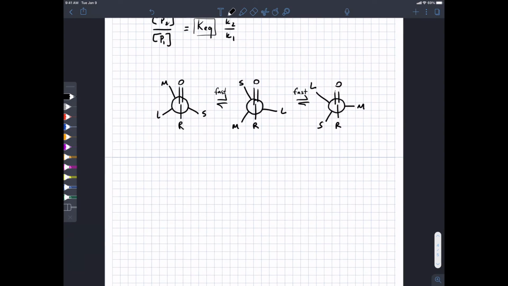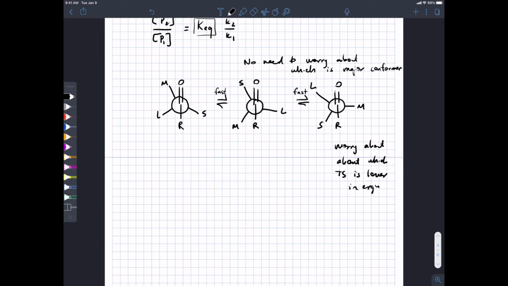Because that interconversion is fast, we actually don't need to worry about which is the major conformer in solution. We just need to worry about which transition state is lower in energy. So we could imagine a nucleophile coming in, and remember that attack of sp2 hybridized carbons at carbonyls typically happens from this angle. We'll maybe learn about that later. It's called the Bürgi-Dunitz angle.